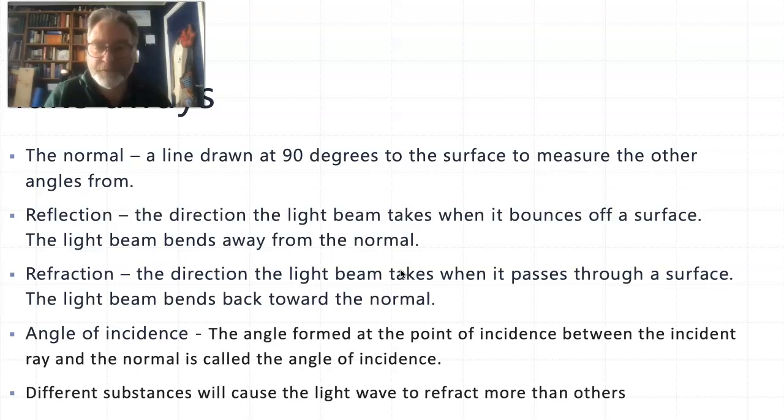And then the really important thing for us is that different substances will cause the light wave to refract more than others. So light bends when it comes from the air into water, or through that prism, or through glass, plastic. All those things have a different refractive index, so they refract more or less, and different to air. So you get that bending.